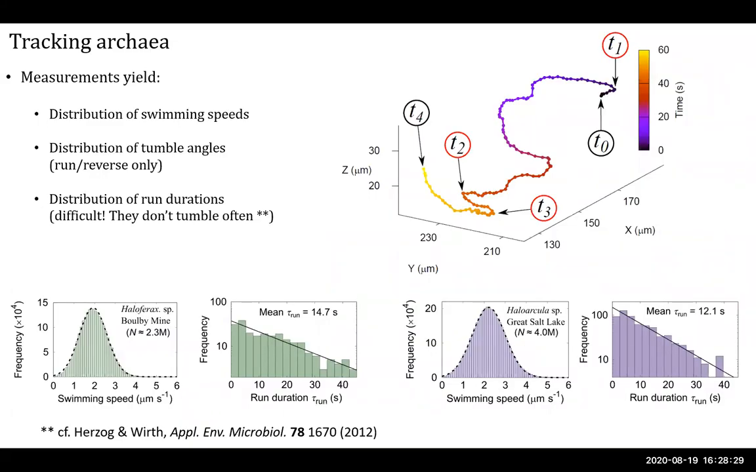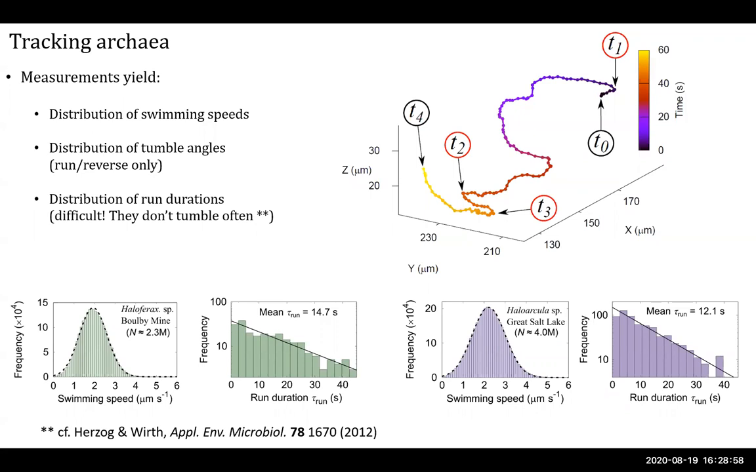So what do we see? Well, we find there's a distribution of swimming speeds. It's vaguely Gaussian, but they all swim very slowly. Something like 2 microns a second is the mean swimming speed. We can pick out the distribution of tumble angles because we've done that before for E. coli, and we know that we can do it properly. It turns out that our archaea simply run forwards and then reverse. They don't do any of the clever run-reverse-flick, which is what you see in some ocean-going bacteria. They simply move forward slowly and slowly reverse.